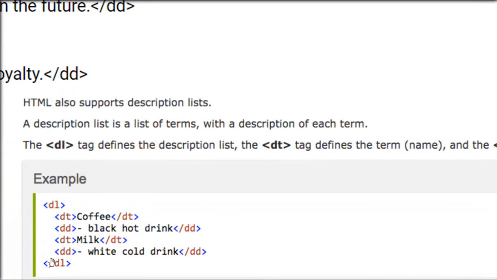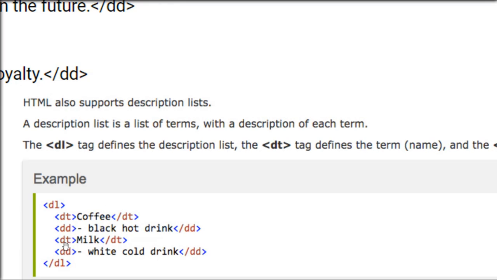So let me give you one more example. DL, so definition list, start and end. Then you have DT, that is your term name, definition term. So this will be the word whose definition is going to come now. So we have coffee and milk. These are in DT. So these are two words whose definition will be shown.